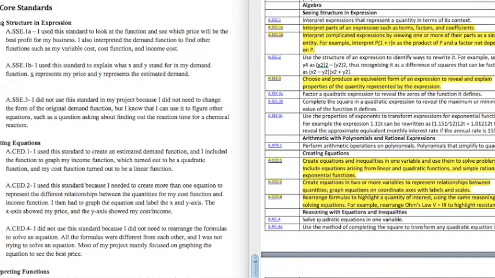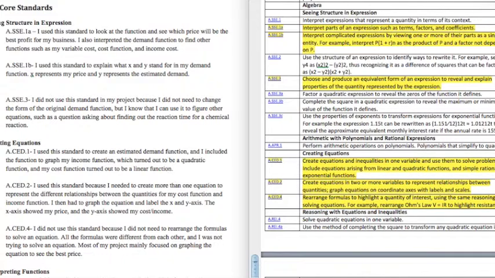For example, interpret P(1 + r)^n as the product of P and a factor not depending on P. Now that sounds very complicated, but what it means is just that we need to be able to interpret a complicated expression by looking at the different parts that make up the expression and not the whole thing.